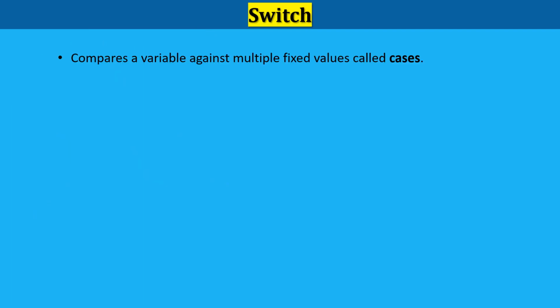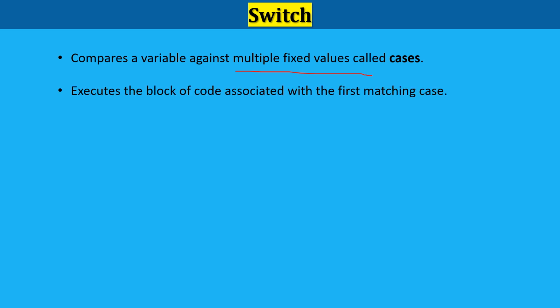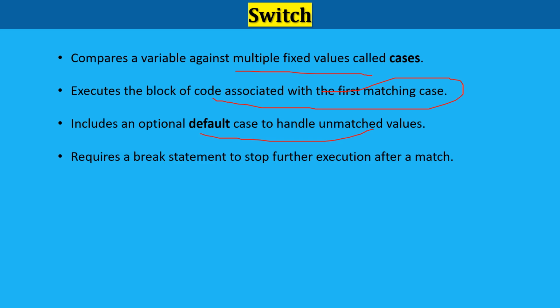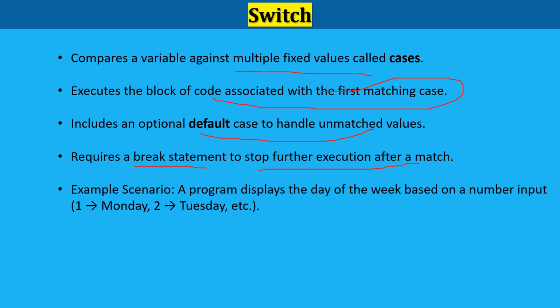Switch: compare a variable against multiple fixed values called cases. Execute the block of code associated with the first matching case. Include the optional default case to handle unmatched values. Require a break statement to stop further execution after a match. Example scenario: display the day of the week based on a number input. Number 1 is Monday, number 2 is Tuesday, etc.